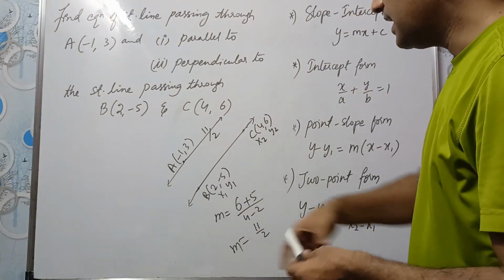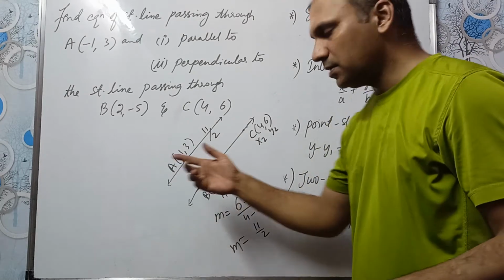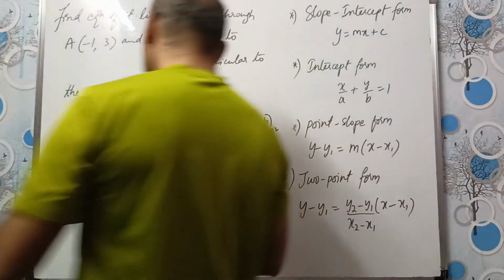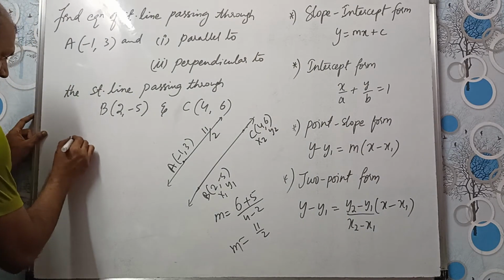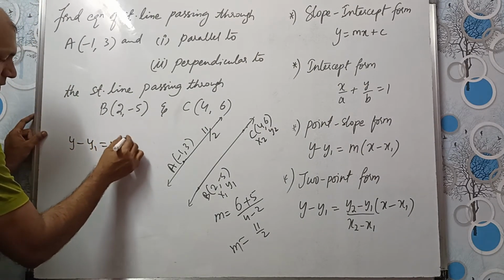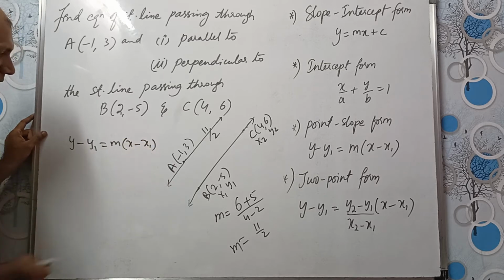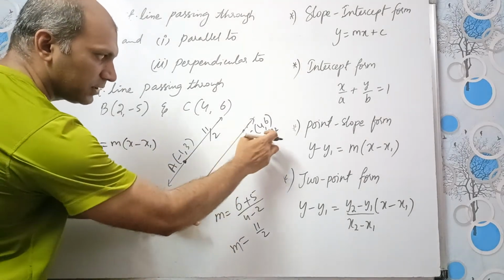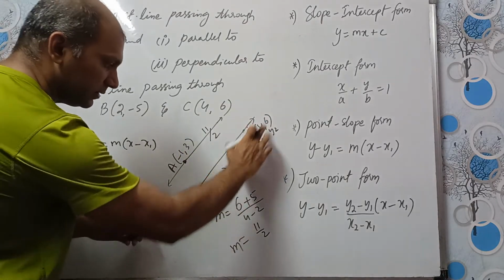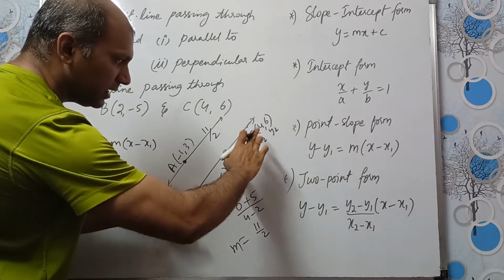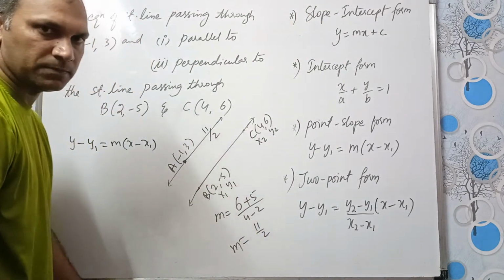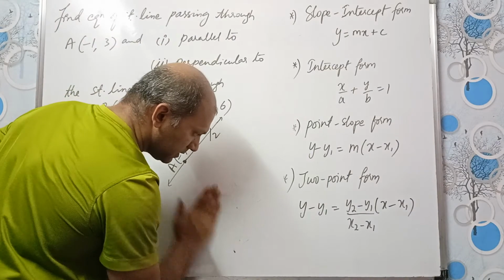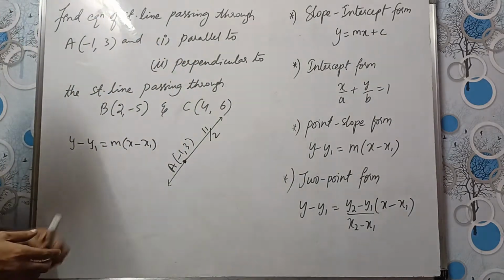Okay, now we have slope, we have point. Point slope form: y minus y1 is equal to m into x minus x1. See here, this is the point now. Don't consider B or C as x1, y1. That is done. These two, B and C, are used to find the slope only. After finding the slope, just ignore that.